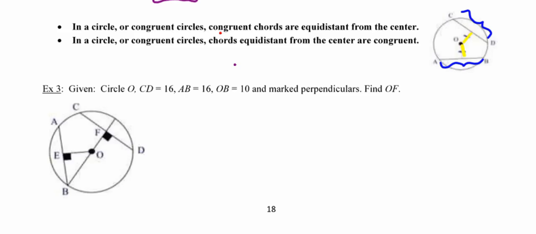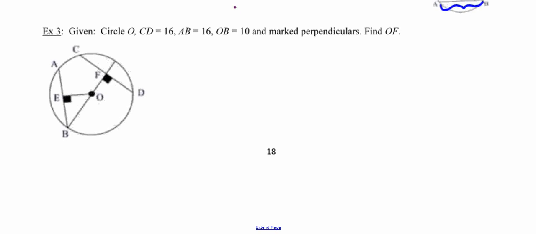Let's take a look at how we might use this idea to solve a problem. In example 3, we're told that in circle O, the length of line segment CD is 16. We're told that the length of line segment AB is also 16. We're told that the length of segment OB is 10, and that the segments that are marked perpendicular are actually perpendicular.